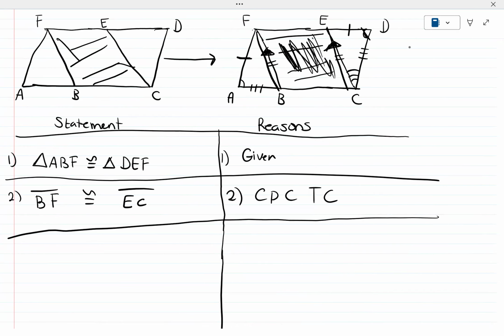Okay, what else could we say? We also have another given. I should have put that first, but the third given was line segment FB is parallel to line segment EC, and that was given.